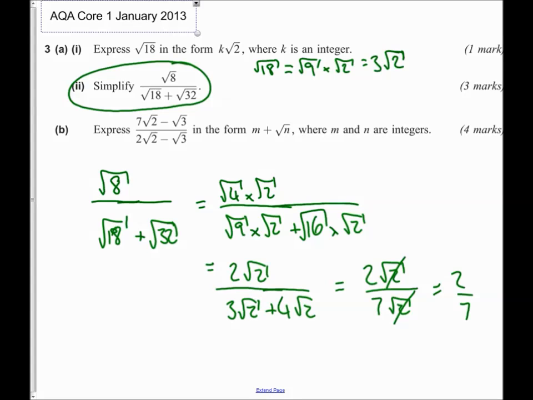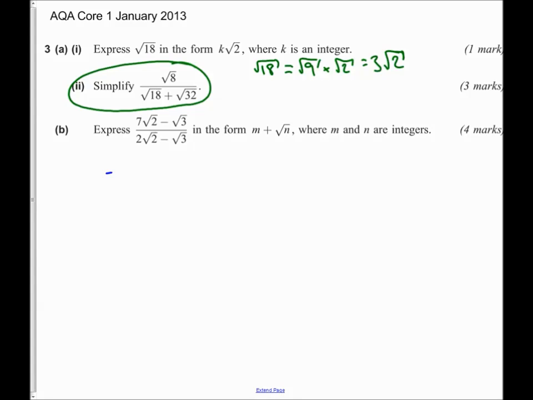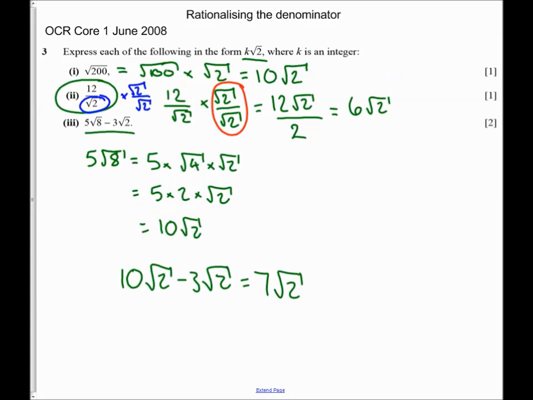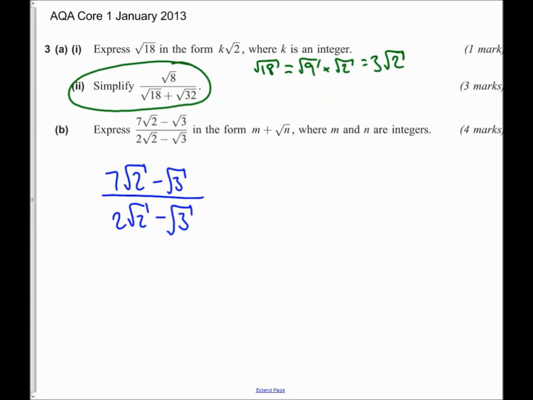And if you have a look at part B, we can have a look at an example where my square roots don't just cancel. So there are no square roots to simplify here. I get the 7 root 2 minus root 3 over 2 root 2 minus root 3. Now this is different to the one we had before, where I just had one square root on my denominator. This time I have 2 square roots on my denominator. It doesn't matter if it was a number minus root 3 or whether it's a surd. It doesn't make any difference to what we're going to do.